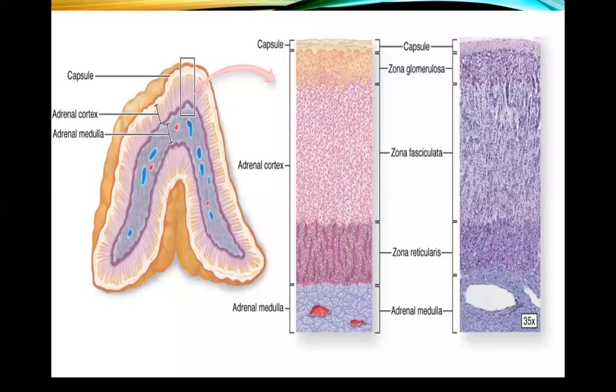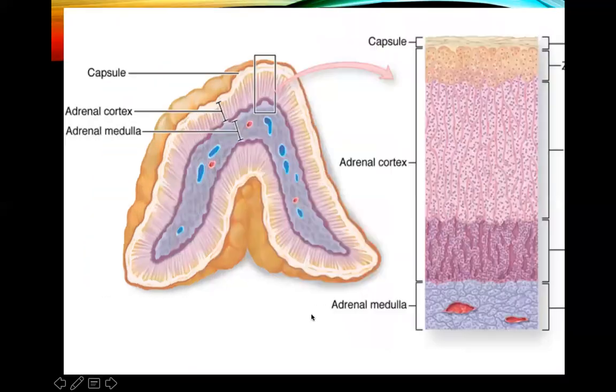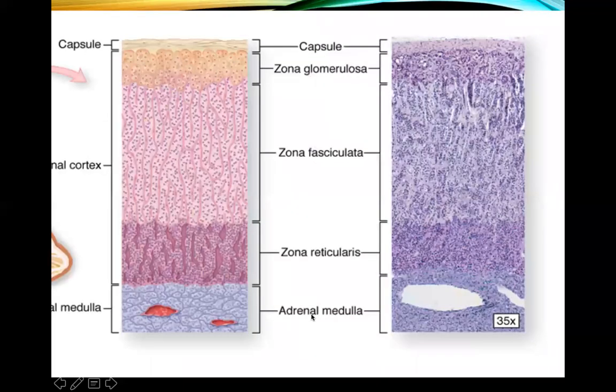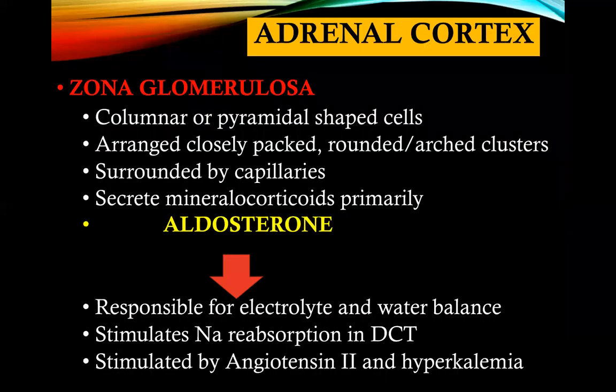Okay. So this is an illustration showing you a cross-section of your adrenal glands. You have this capsule. The adrenal cortex is found at the outermost portion, and the innermost portion contains your adrenal medulla. Okay. Again, this is the capsule. This is the zona glomerulosa. Zona fasciculata, zona reticularis is adherent to the adrenal medulla. Okay, so let's discuss first the zona glomerulosa.